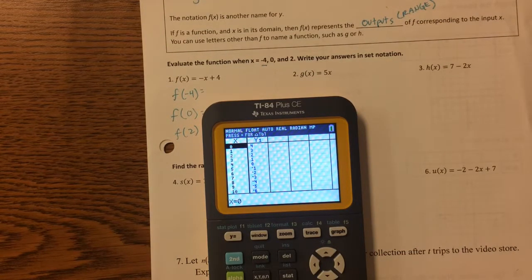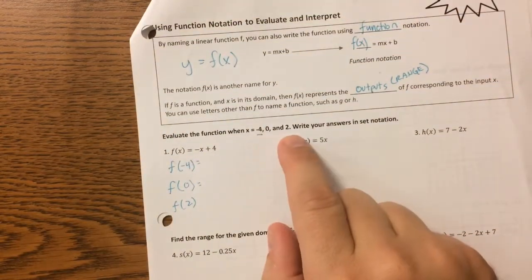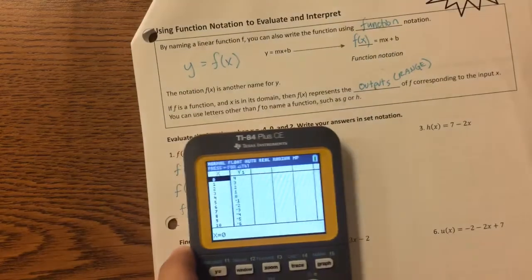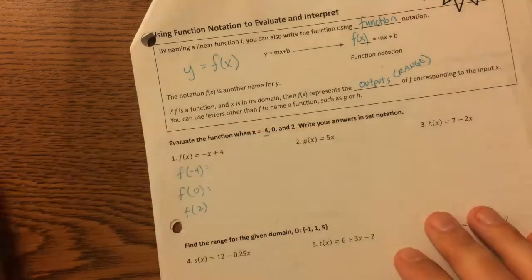This is a table that you could scroll through. Last time I showed you how you can input custom values. You don't necessarily need to do that, especially if the inputs you're talking about are integers and they're kind of small numbers, so you won't have to scroll very far to find any of these. So if I scroll up, what I'm looking for is what happens when x is -4. So what is f of -4? 8. Right, it's just the y value. f of -4 is 8.